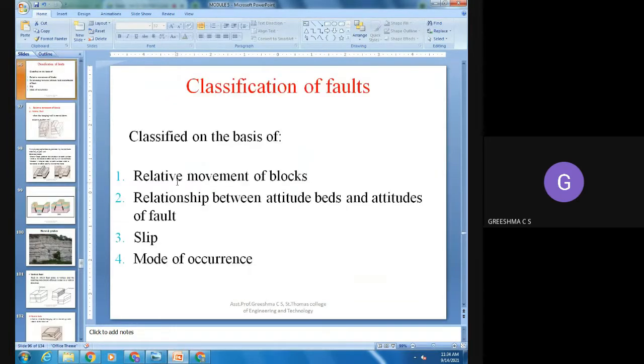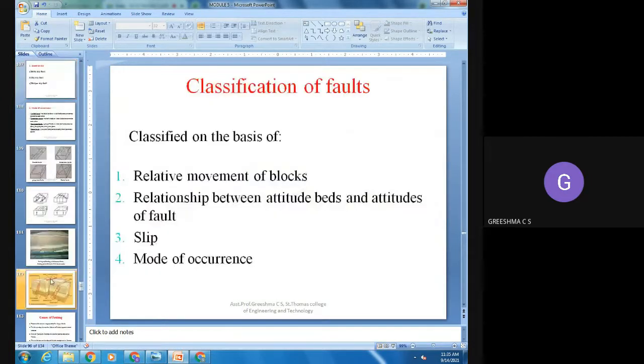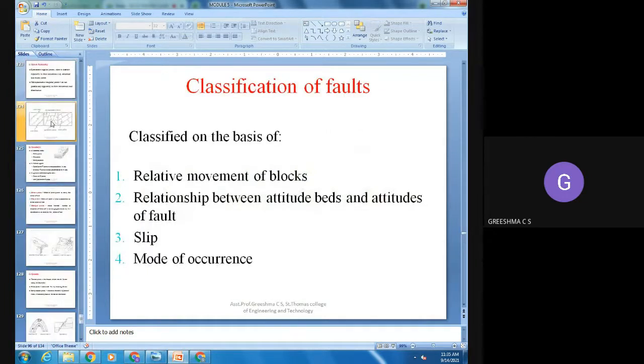First one is based on the relative movement of the blocks. Second one is based on the relationship between the dip and strike of beds. Third one is based on the slips, and fourth one is mode of occurrence. So attitude means dip and strike. Dip and strike collectively is called attitude. So we have discussed all those things. Now it's the very last one.